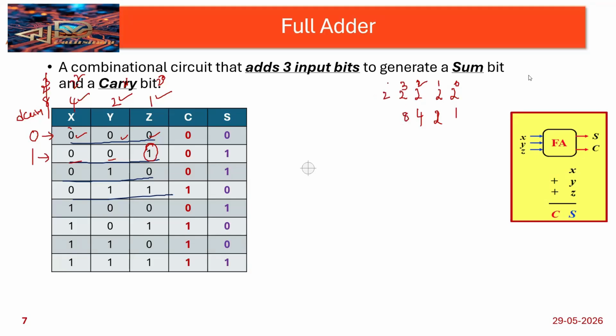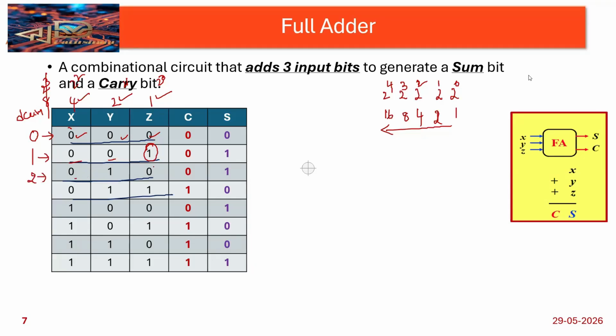And 5 bits means 2 power 4, that means 16. In this way we will increase the binary values. The number of bits depends on the values, and the values will be increased. Like as usual, how we are writing 1, 2, 9, like that we are using.